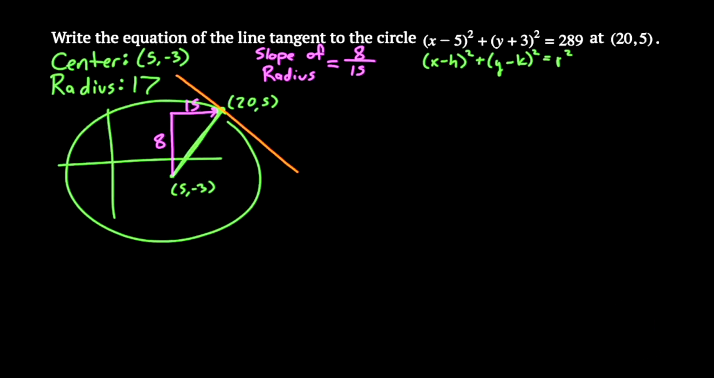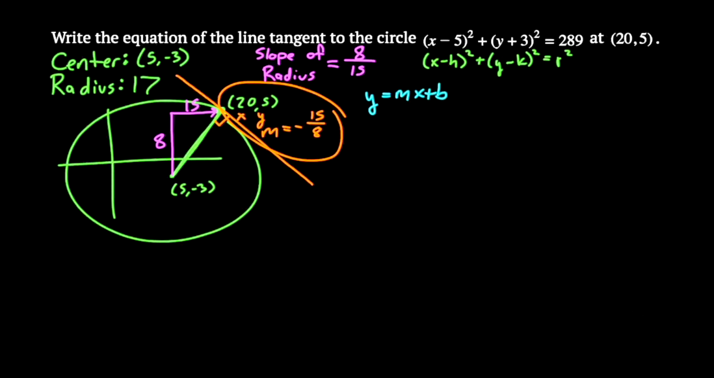And this tangent line is perpendicular to the radius, so its slope is going to be the opposite reciprocal of this. So the slope of the tangent line would be negative. I can see it's going down to the right, and it would be 15 over 8. So again, I have everything I need now. I've got this point (x, y), which is on the tangent line, and I have its slope is -15/8.